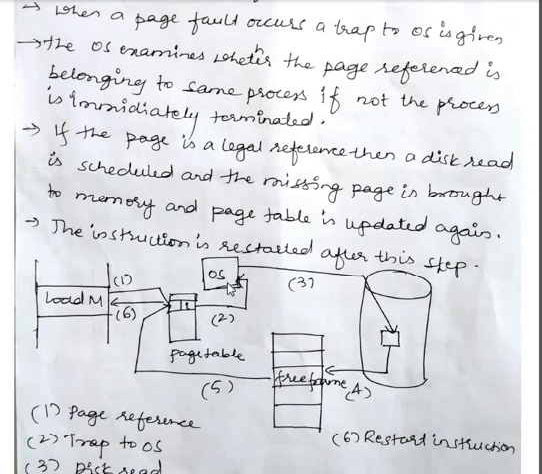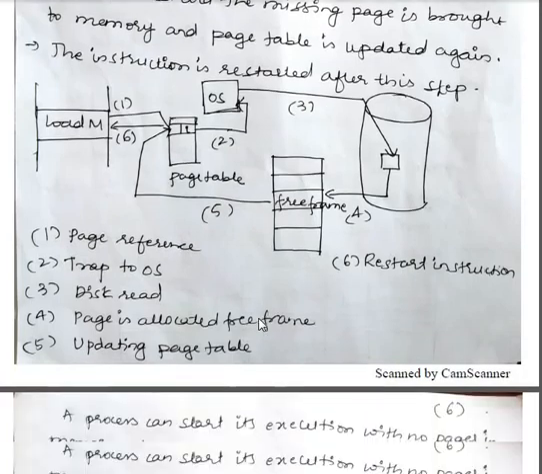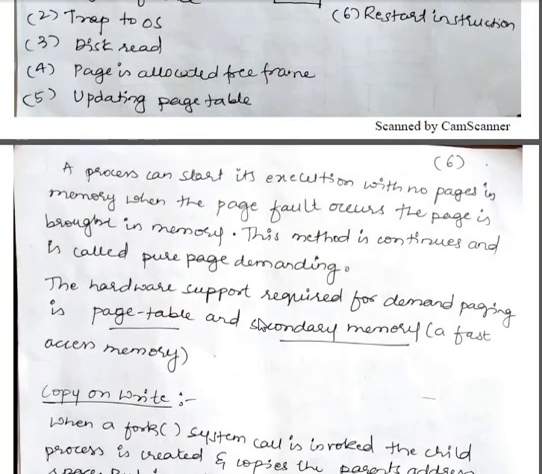If it is a legal reference, then it is scheduling a disk read, reading that particular page into a free frame in the memory, updating the page table, and restarting that instruction again. So this is the mechanism when a page fault occurs. We have to follow these page fault mechanisms.